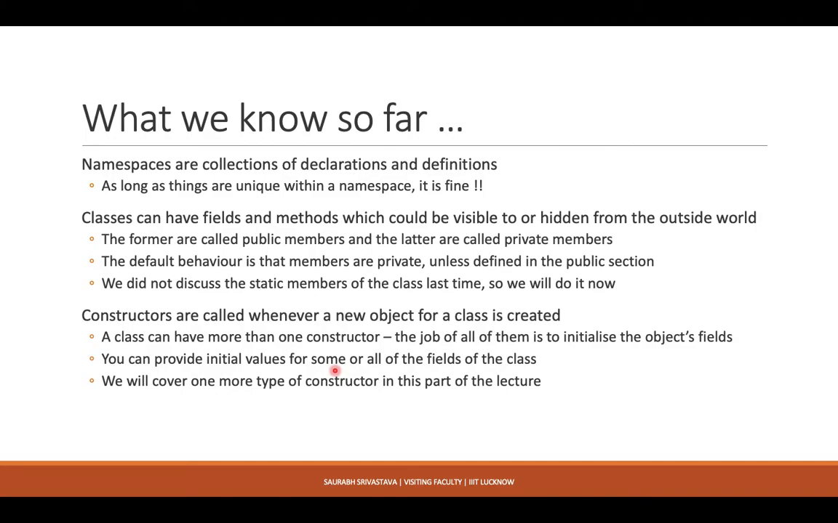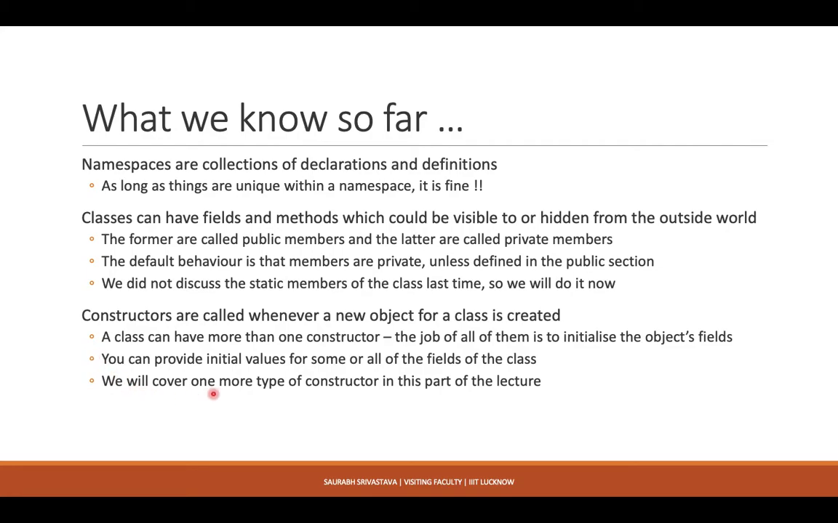So this is what we covered in the first part. We now know what namespaces are. Namespaces are basically collections of declarations and definitions, and we know that the fields of a particular class could either be public or private, and this decides their visibility, whether they are visible outside the class or not. And we also know about a special type of method called constructors. These constructors are essentially initializers, which can initialize the different fields of a particular object when you create them. So all these things you already know.